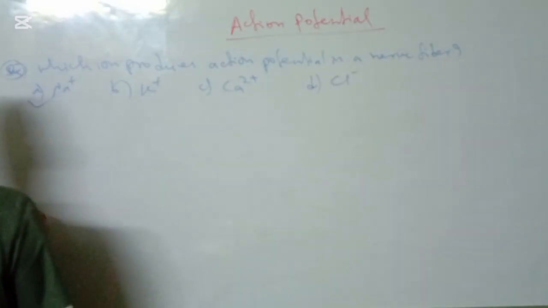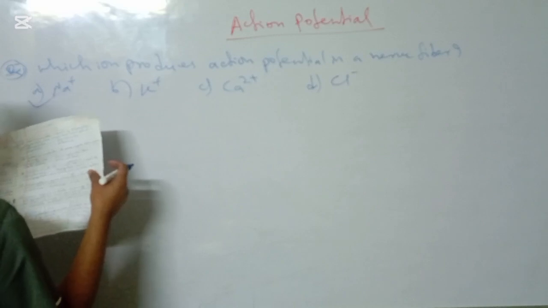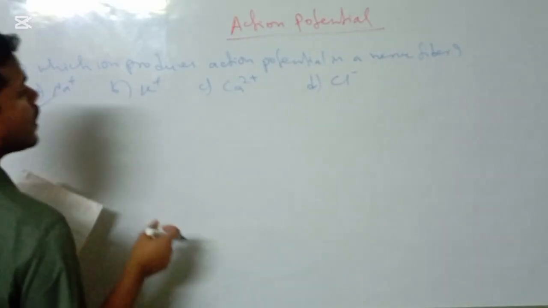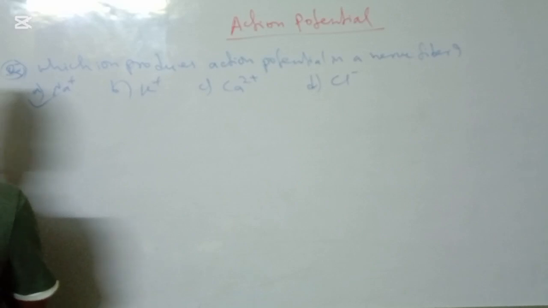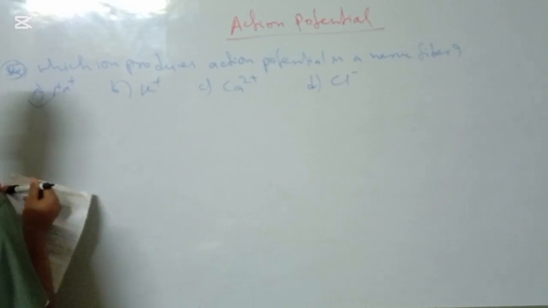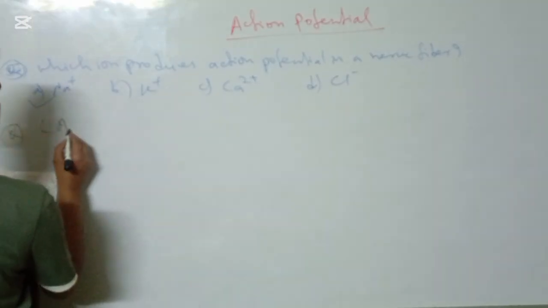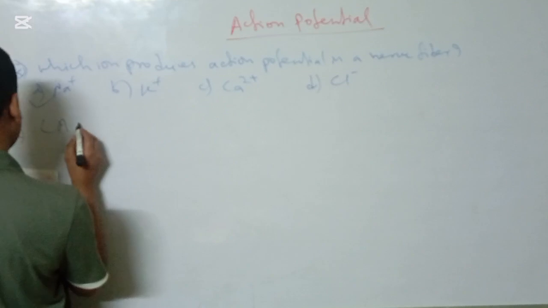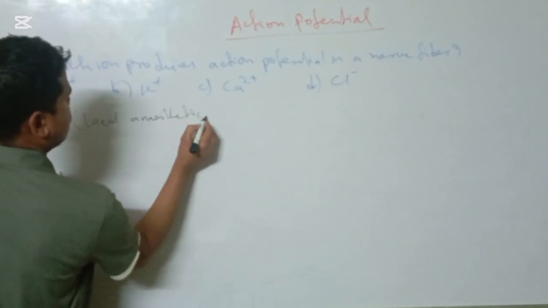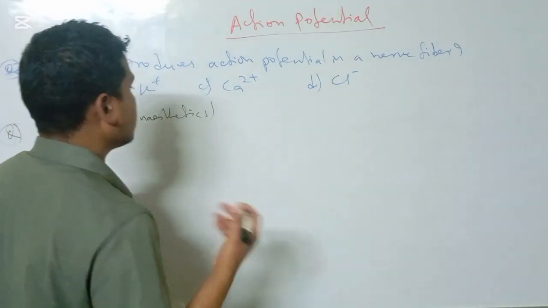Next question is, let's talk about the mechanism of action of the LA, that is local anesthesia, local anesthetics. For example, procaine, lidocaine, bupivacaine, ropivacaine. There are many examples.